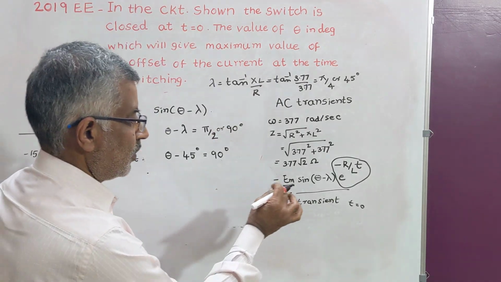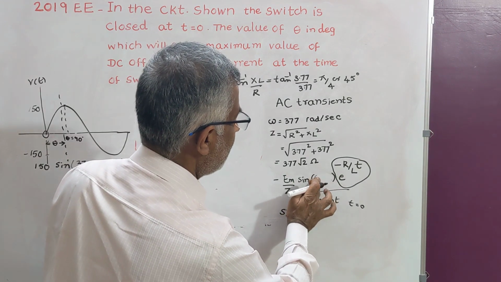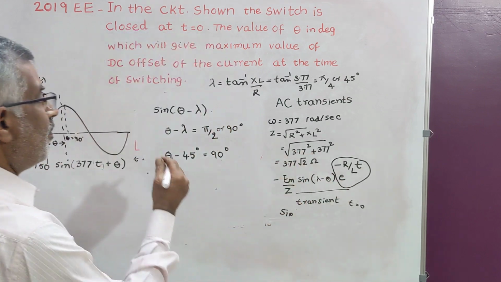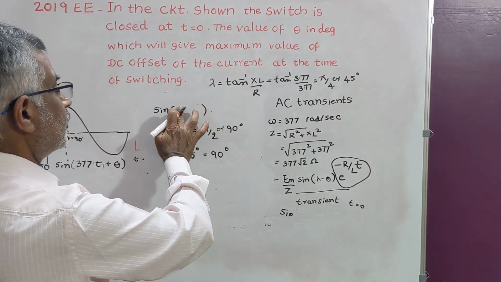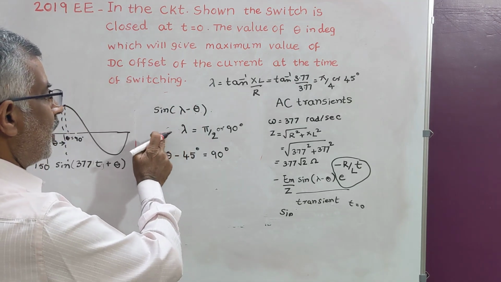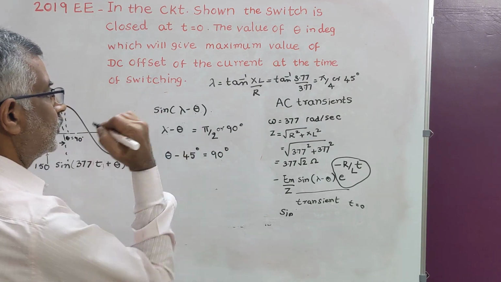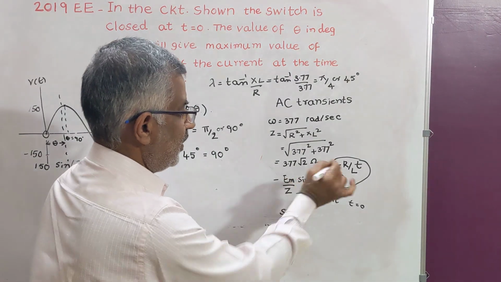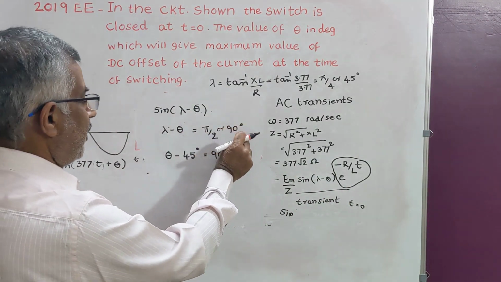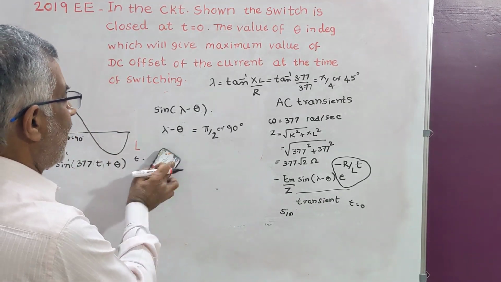And one thing, a slight correction. Please make a slight correction. This is lambda minus theta. Here also lambda minus theta. So when lambda minus theta becomes 90 degrees, then the offset will have maximum value.